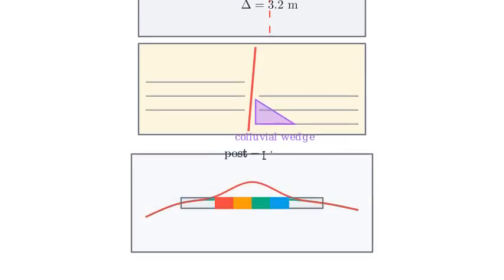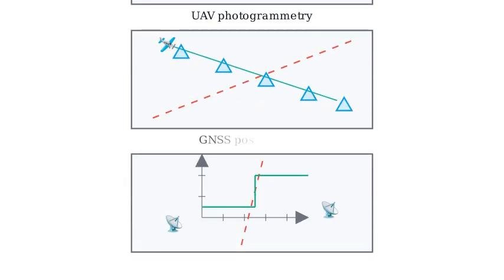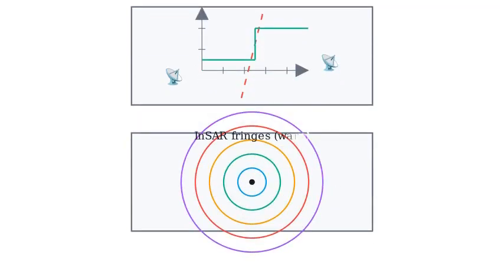Modern tools amplify our view. High-resolution LiDAR scans the ground before and after an earthquake, so we can subtract digital elevation models to quantify uplift and erosion. Drones map inaccessible scarps with centimeter detail. GNSS stations record sudden steps in position. InSAR reveals broad warping by measuring changes in the radar phase from space.